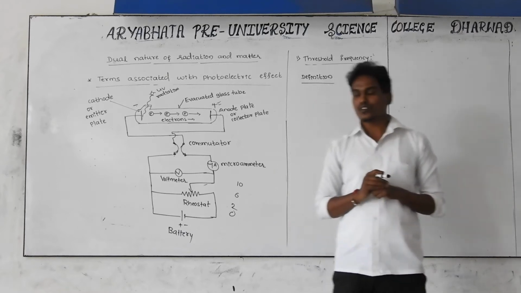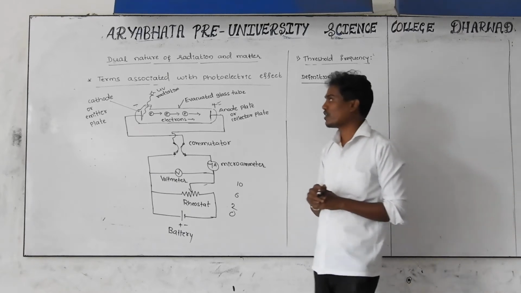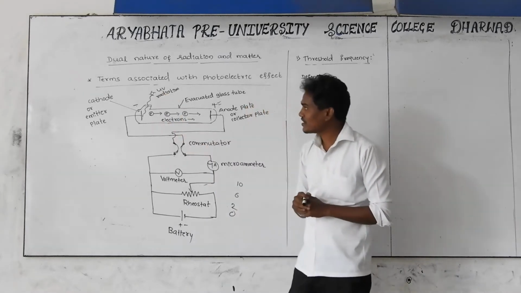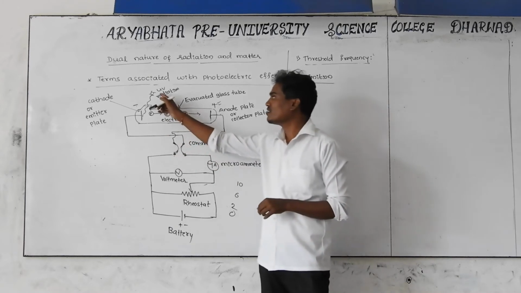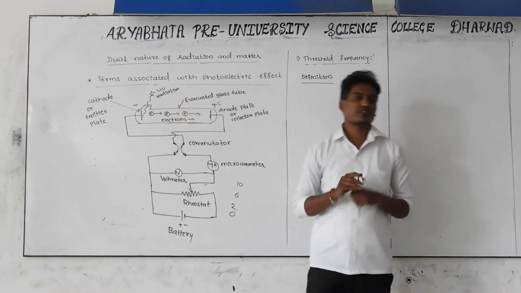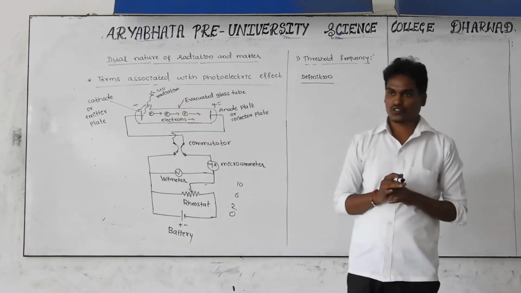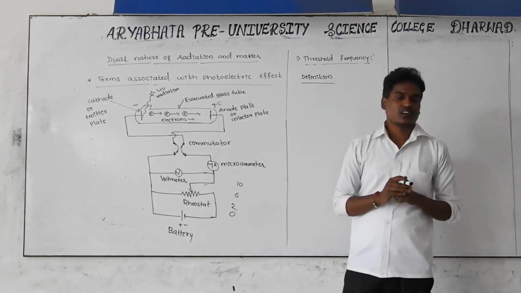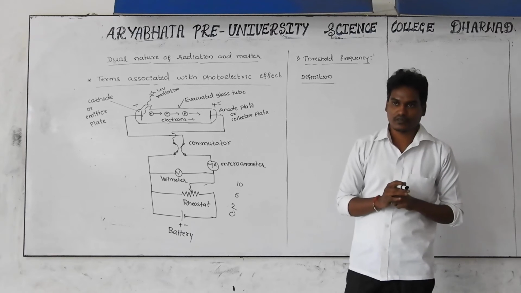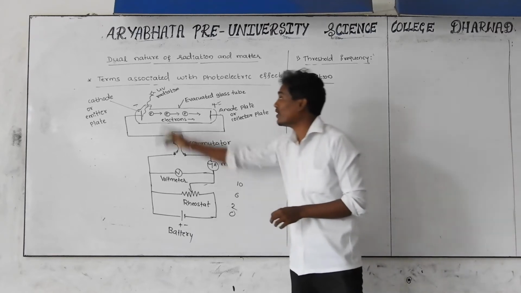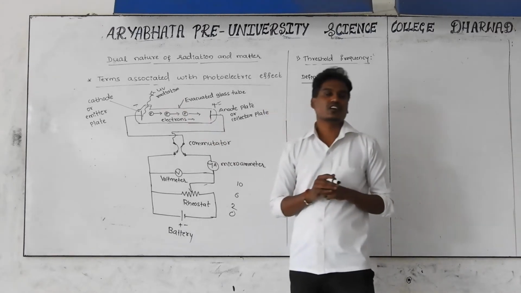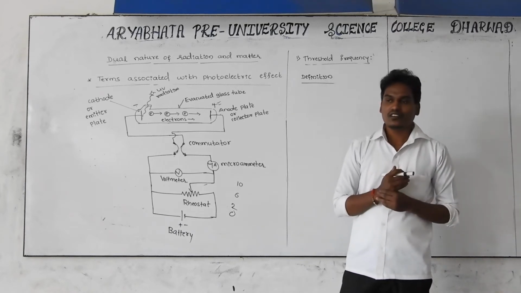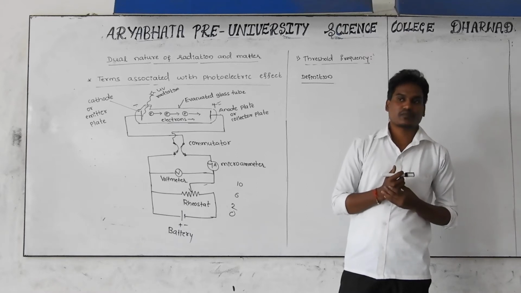For example, whatever light energy you use here, for convenience I am using UV radiation. Why? Because it has a higher frequency compared to other radiations. In order to produce a photoelectric effect, we should use a certain frequency of radiation. Instead of UV radiation, if you use red light or violet light, then you are not getting ejection of electrons from the surface of the metal.